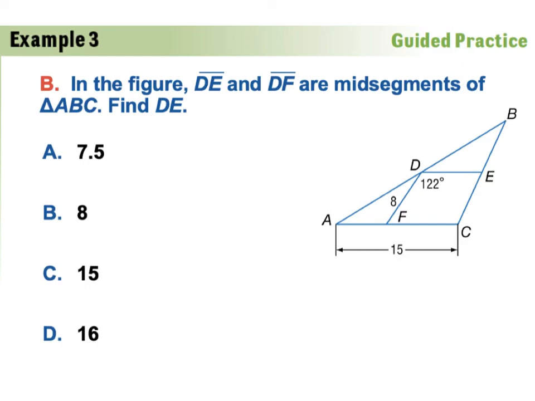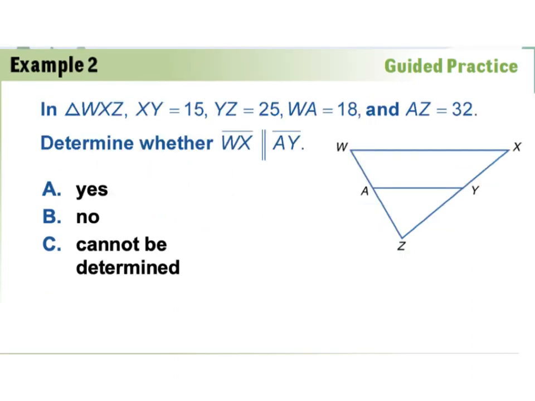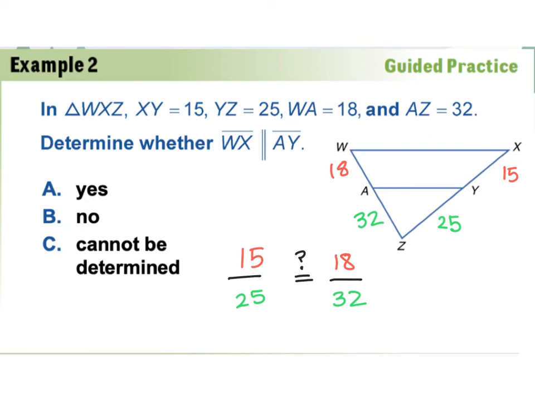All right, here is the second check for understanding. And here is the work to go over how to find the length of DE using the triangle mid-segment theorem. And going back to the triangle proportionality theorem, here's your last check for understanding. And remember, the converse is really asking you, are these proportional? Because if so, those segments will be parallel.